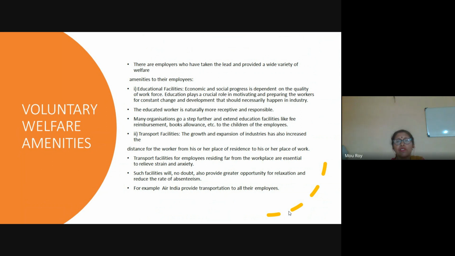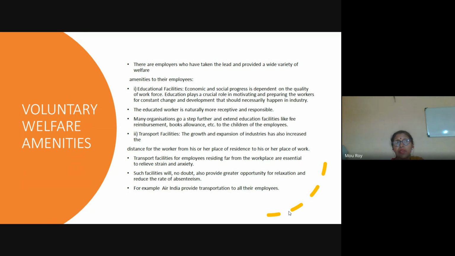So there are some educational facilities. Economic and social progress is dependent on the quality of the workforce. Education plays a very crucial role in motivating and preparing the workers for constant change and development that should necessarily happen in the industry. For example, if someone is working with an organization as a doctor and wants to do post graduation, he can take educational leave and continue with his master's program. At the same time, he will be paid his full salary.